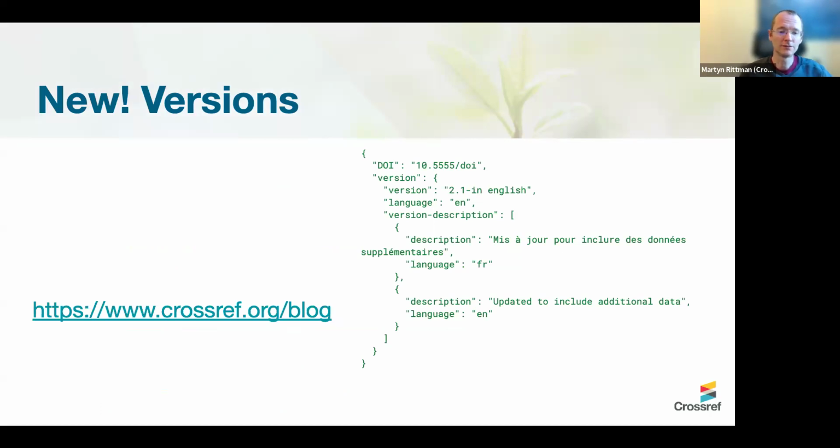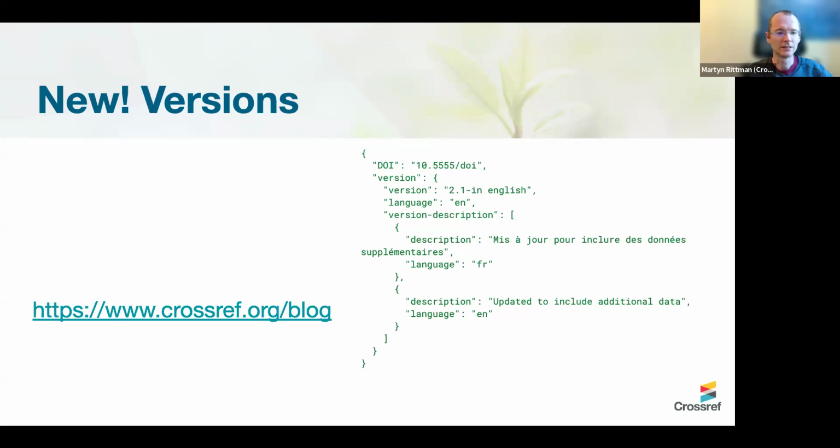Some very recent changes that we've made to our schema, which I think this audience might be interested in. The first one is to add versions of articles. Here you can see that there's a version number, and there's a version description, which is maybe the reason that this change has been made. And this is especially useful, say, for posted contents, for preprints.